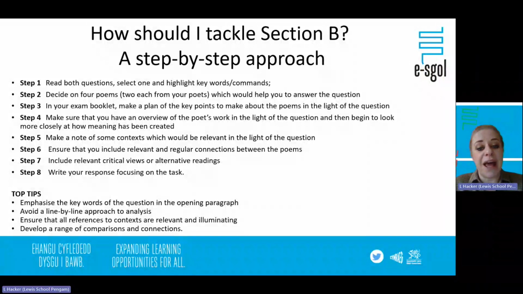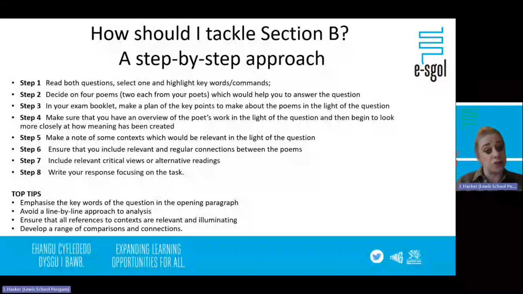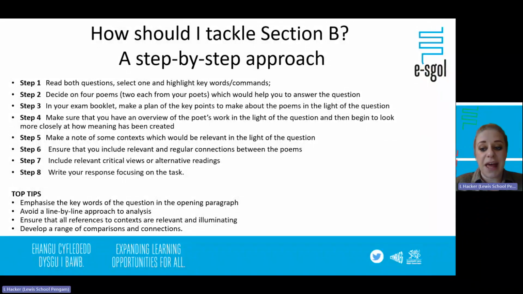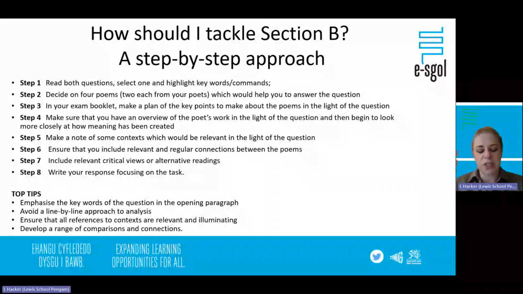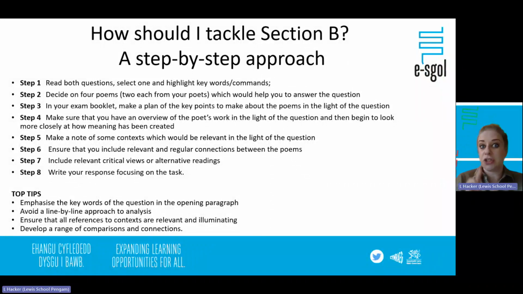Step 6, ensure you include relevant and regular connections between the poems. So again, in the planning stages, we need to be drawing those connections, those comparisons, those contrasts. Step 7 then is to include relevant critical views or alternative readings. So remember, here is the section where we're going to be saying, alternatively, this could be interpreted as, or another reader may interpret this as. So you're giving those signposted sentences to the examiner. And then finally, after all of that planning, you write your response, always focusing on the task.